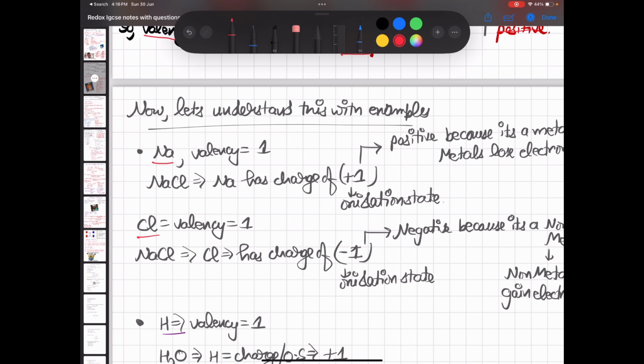Now you can clearly notice the difference. The number is exactly the same. There is a difference between the charge. Valency is without charge. Cl oxidation state is with charge. Why? Because chlorine being a non-metal, non-metals want to gain electrons in order to gain stability. So that is why chlorine has a negative charge.